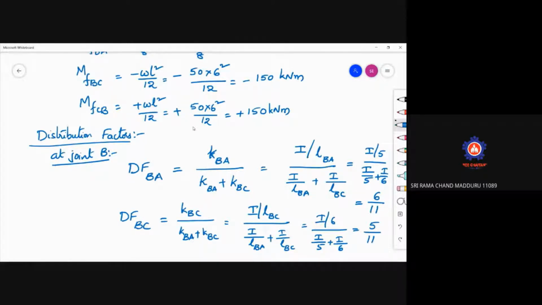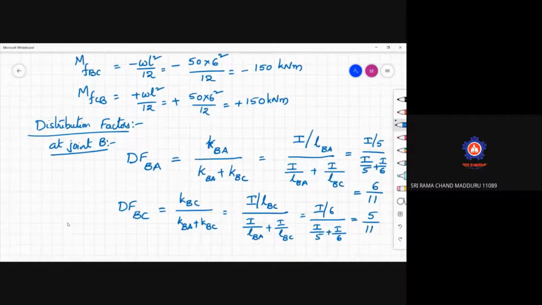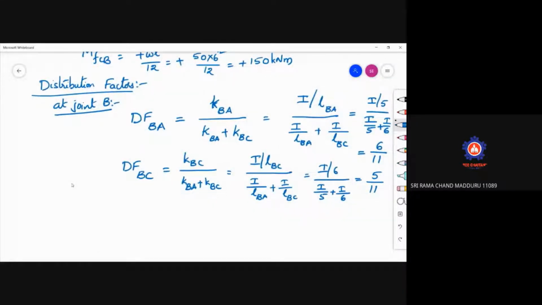So at any joint, the summation of distribution factors is always equal to 1. So you can consider here when you add these two terms, DFBA plus DFBC, they are equal to 1. So at any joint, the distribution factors summation is equal to 1.